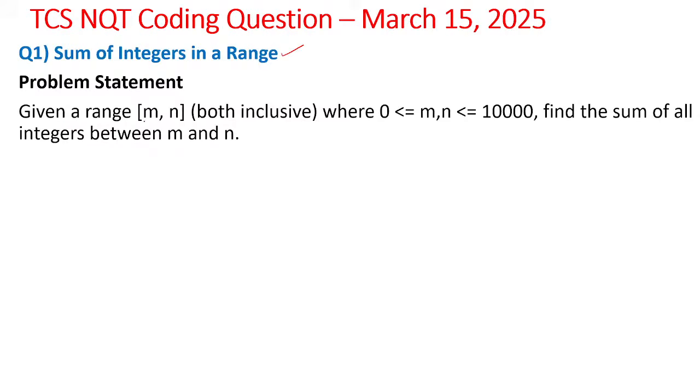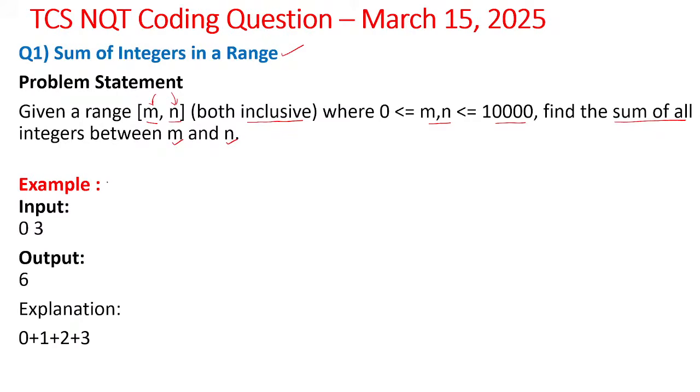So given a range m comma n, both inclusive. Okay, so that means it should start at m and end at n. That is the meaning of inclusive. So both numbers are included in the range where 0 is less than or equal to m comma n is less than or equal to 10,000. So find the sum of all integers between m and n. So we need to calculate the sum of all integers present between this m and n.